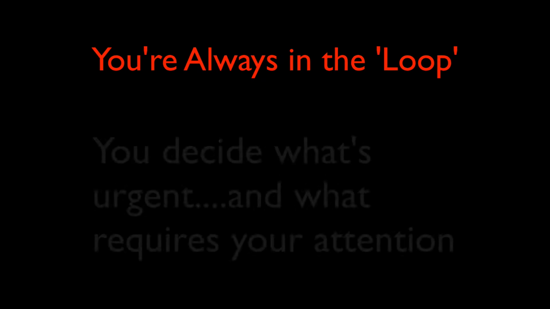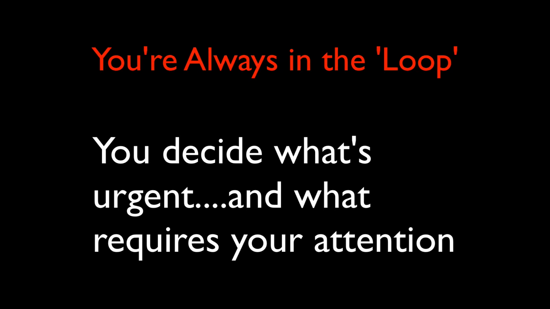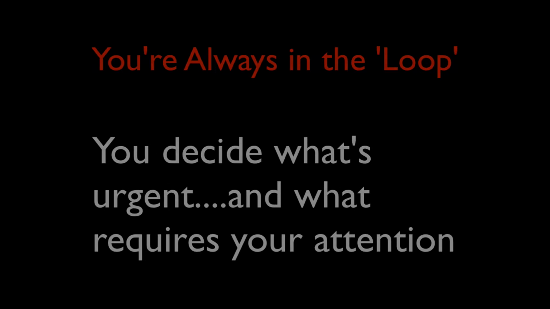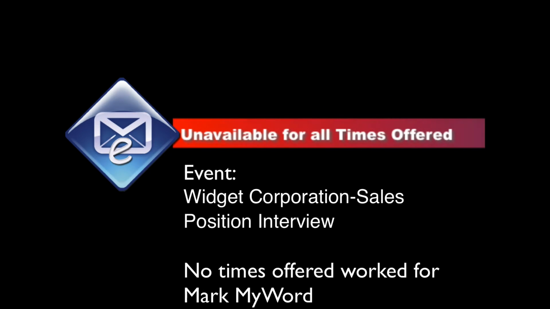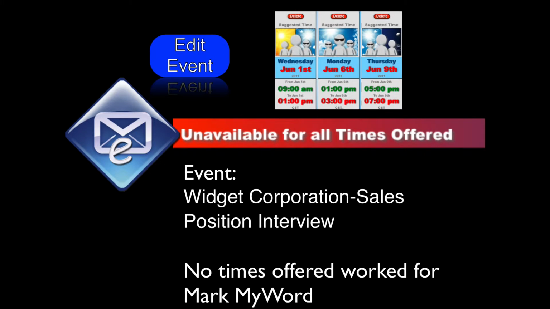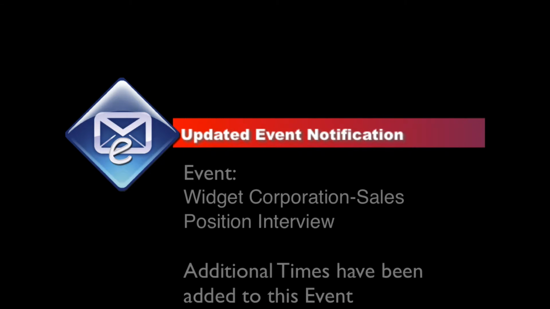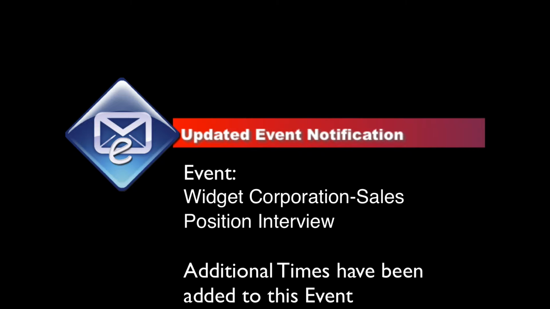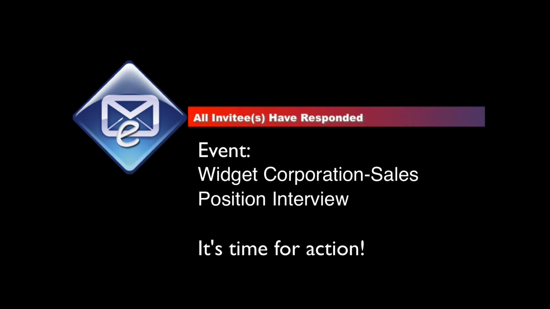The beauty of your scheduling system is that you can decide if something is urgent and if or when something requires your attention. If you receive an email that none of the interview times you've offered worked for one or more of your interview candidates, then you may want to edit your event and add more interview times for your candidates to select from. The candidates would be notified via an automated email that you've added more interview times to the event. Pretty sweet!